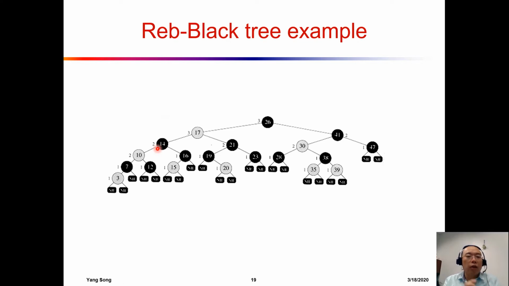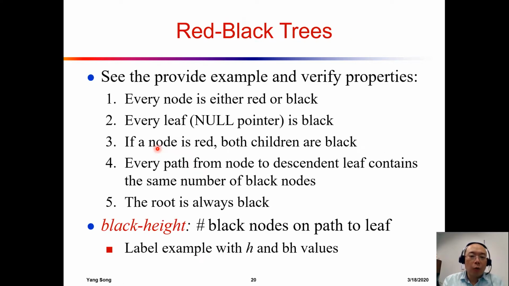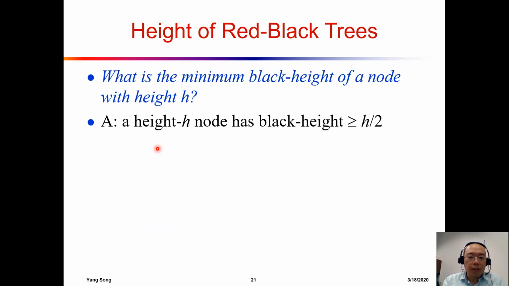So, in other words, more than half of the nodes we visit from a node down to a leaf are black, right? So this means, well, a height h node has black height greater or equal to the height divided by 2. So this is the part we are going to use in the later proof.